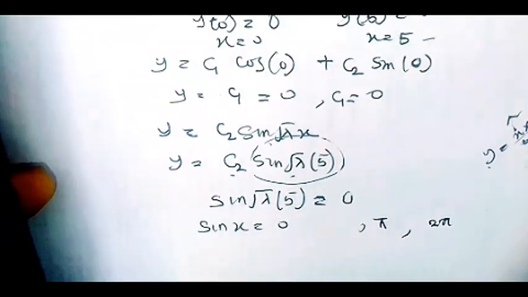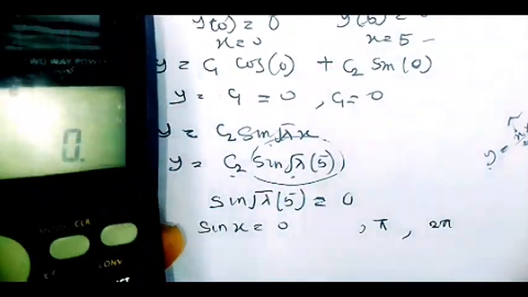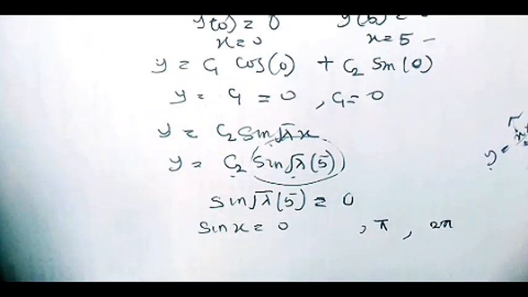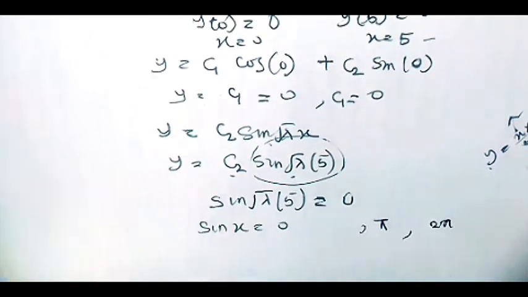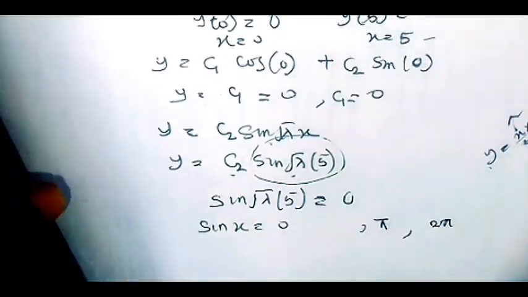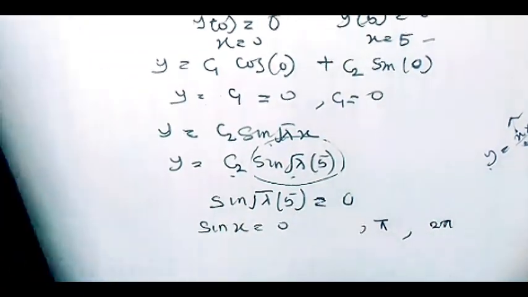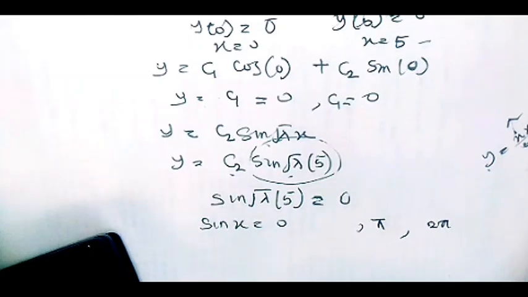Let me check. Sine 2 times 180. Sorry, so pi is 180, not 90. So 2 times 180 does not give me 0, right?